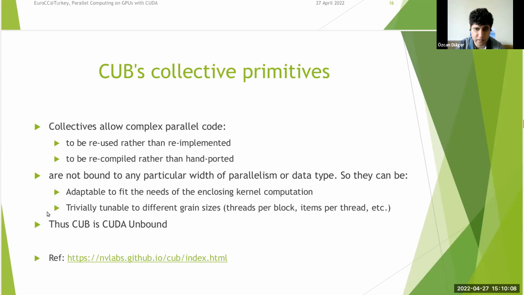So it is adaptable to fit the needs of the enclosing kernel computation, and it is trivially tunable to different grain sizes, such as threads per block, items per thread, etc. So CUB is "CUDA unbound" because of this characteristic.